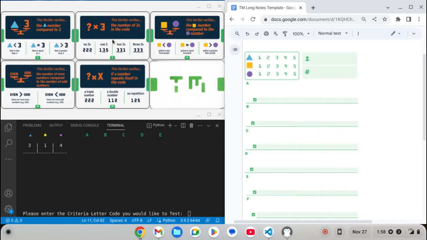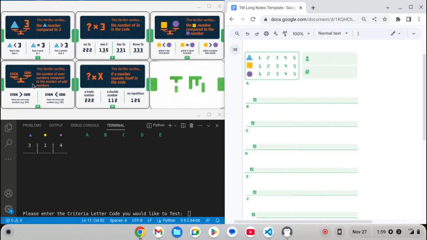Criteria card B takes a look at the 3-digit solution, and the Turing Machine will let us know how many 3s there are. Are there no 3s? Is there a single 3? Perhaps 2? Maybe even all 3 are 3. Criteria card C will take a look at our middle and last digits, square and circle, and compare them. So should the value of square be less than circle? Should they be equal? Or should the value of square be greater than circle?